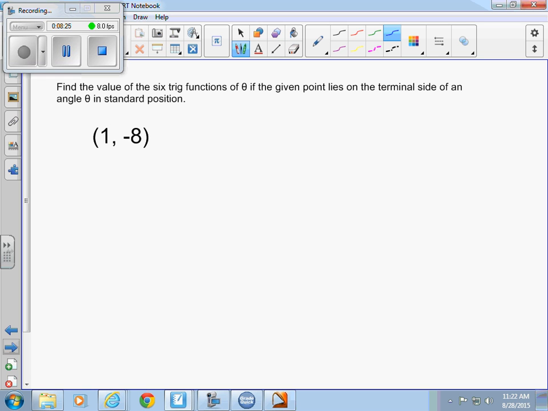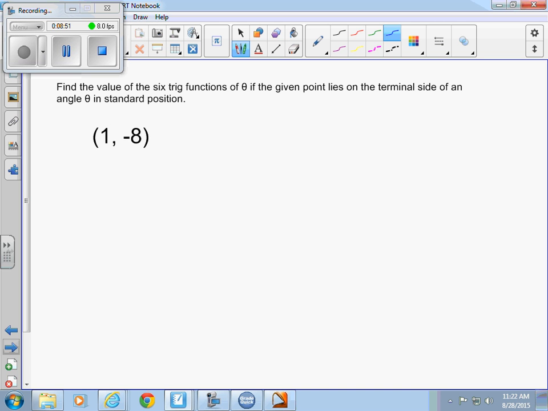It says find the value of the 6 trig functions of theta if the given point lies on the terminal side of the angle theta in standard position. You almost did this on the bell ringer. Almost. So let's break that down. It says 6 trig functions: sine, cosine, tangent, secant, cosecant, cotangent of theta, where that point lies on the terminal side of the angle in standard position.